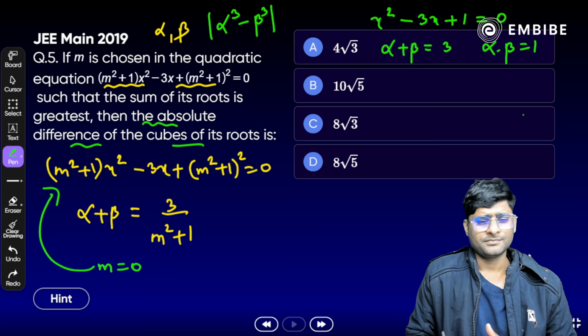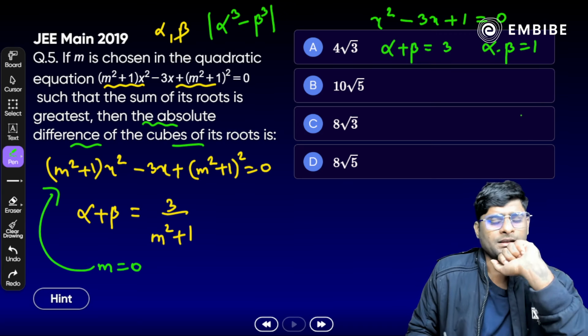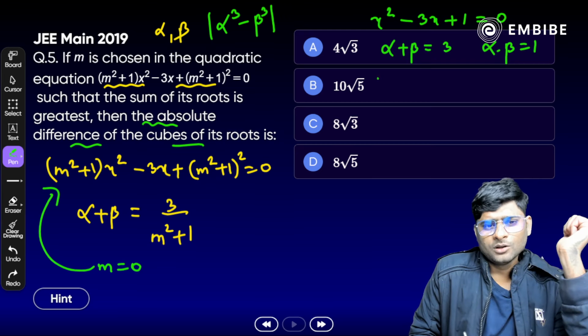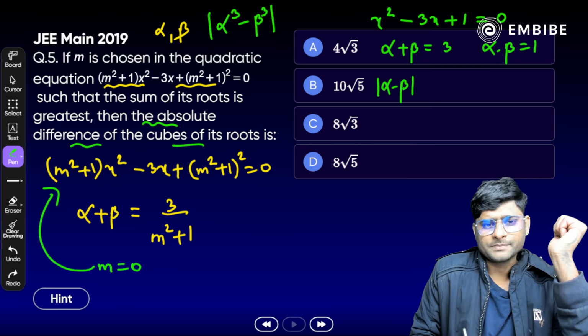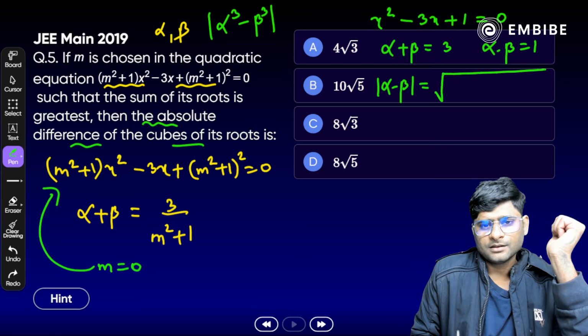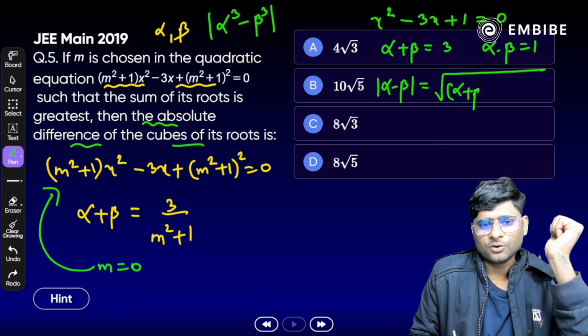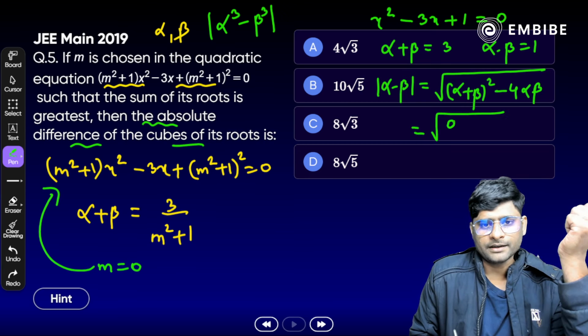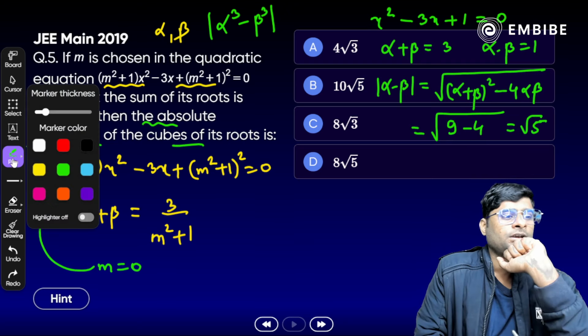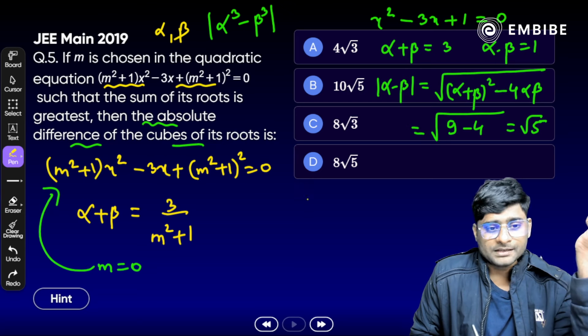Correct? Yes. Now we have to use the formula for the difference of roots. What is the difference of roots? Alpha minus beta is root of (alpha plus beta) whole square minus 4 alpha beta. Or it can be written as what? Root of 9 minus 4, that is root 5. Yes, we will use it. Now it's done. It has become a fairly easy question.